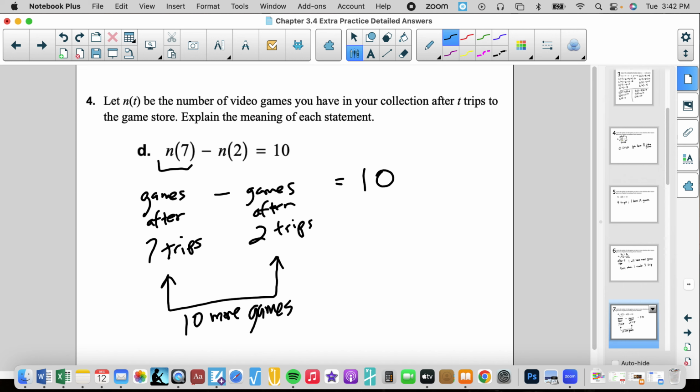I have 10 more after 5 trips. Sorry, 5 trips equals 10 more games. So I've acquired 10 more games in those 5 trips. Yes, that's a good one. I don't know if people knew that. Not very many people are going to say that. They're just going to say after 7 trips to the game store, I have 10 more video games than I had after 2 trips. But this is really how we can derive it.